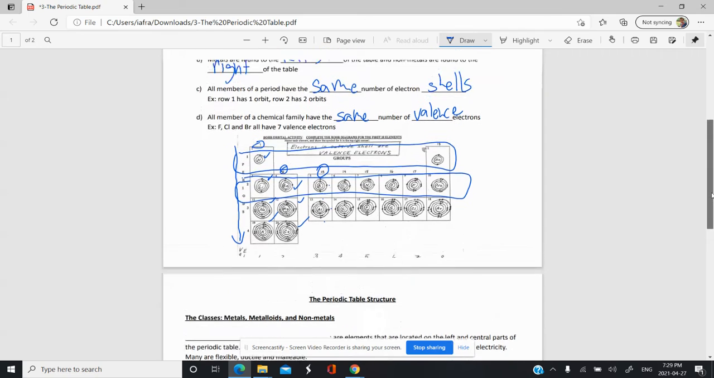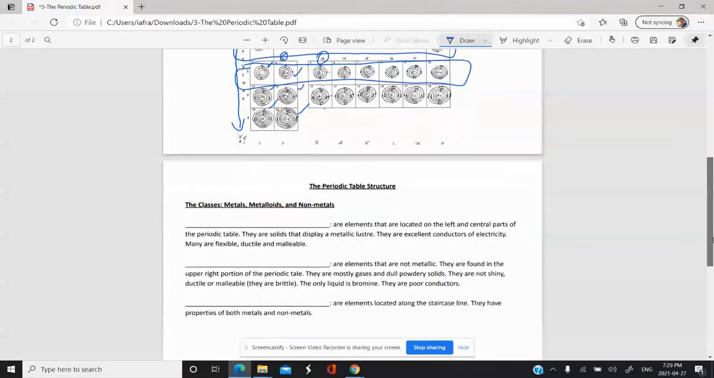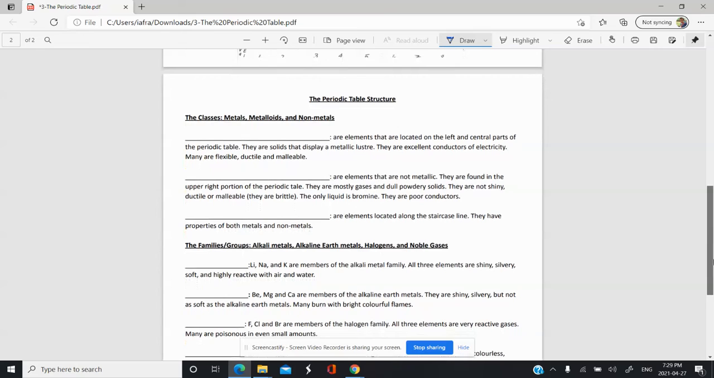But there's a lot more trends than just the valence electrons and the number of shells. Then we also saw in the presentation in the slide deck that there's 3 classes of elements. And so you can go and fill in these blanks based on the properties that you know. Something that's lustrous, something that's found on the left side of the metalloids. So we know those would be our metals.